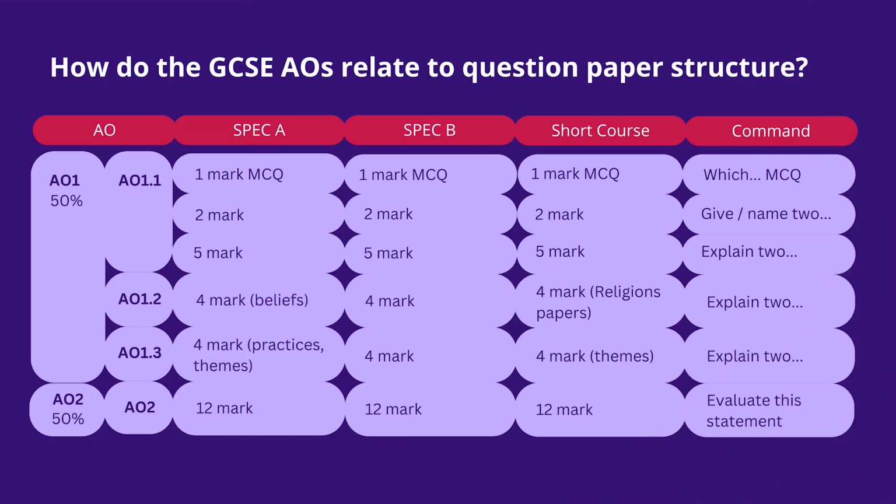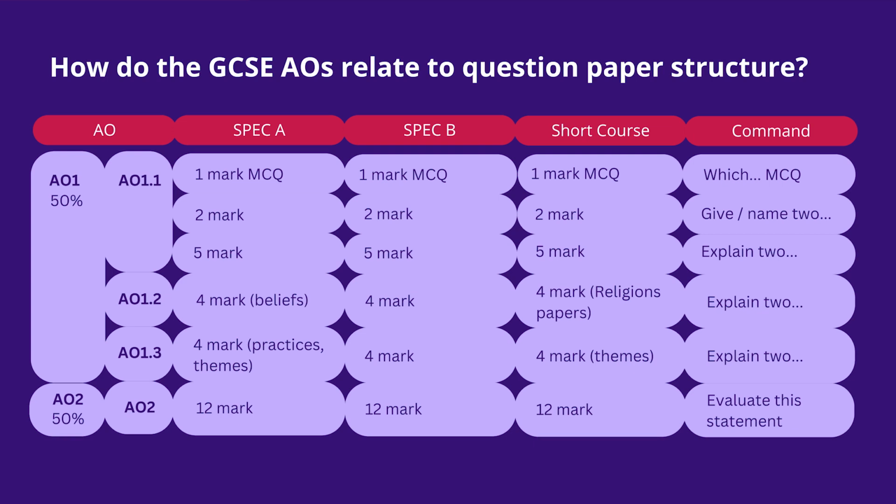Our assessments follow a clear structure that is based on the 2 assessment objectives. As you can see, for example, on the GCSE Spec A, the 1-mark multiple choice, the 2-mark and the 5-mark questions are always designed to assess AO 1.1. Knowledge and understanding of beliefs, practices, and sources of authority.